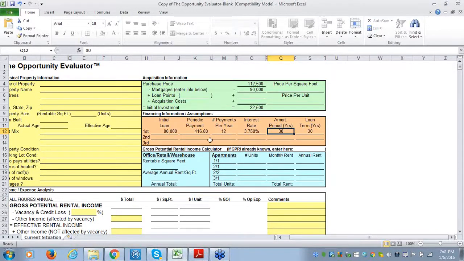So in any case, back to the example here, you can see we have a monthly payment of $416.80. And our initial down payment is $22,500, and of course the loan amount is $90,000.